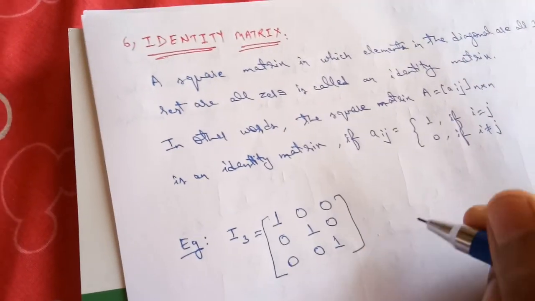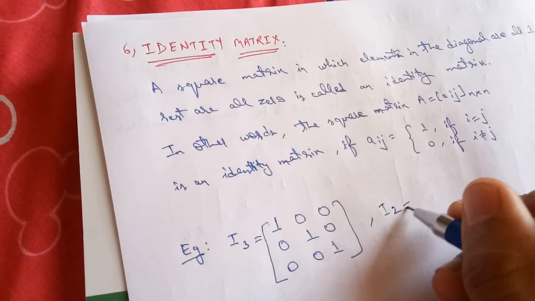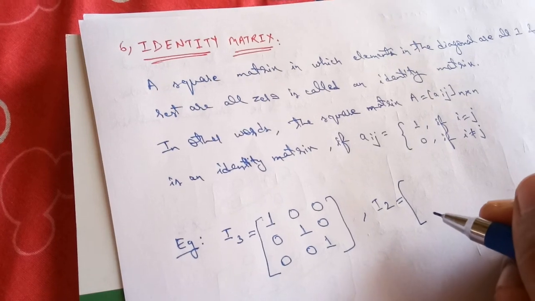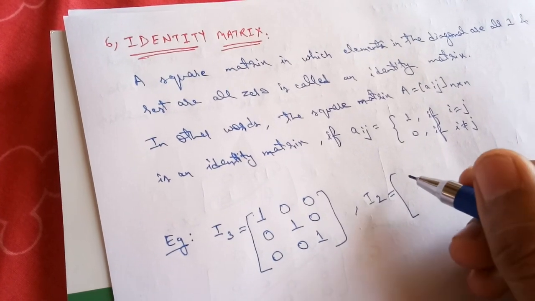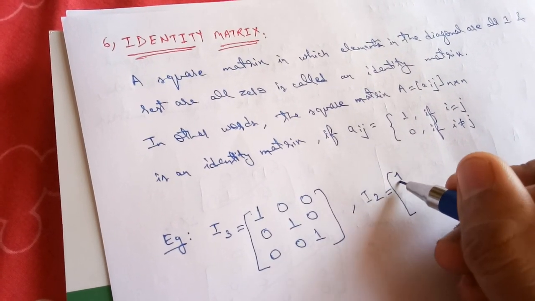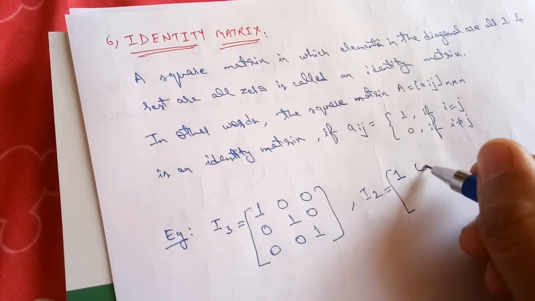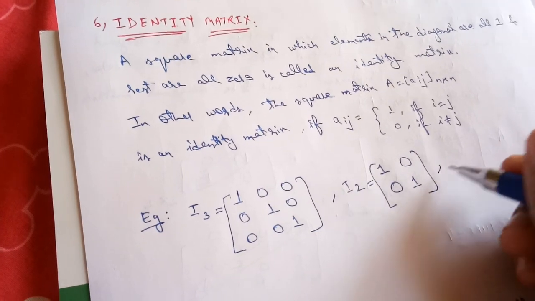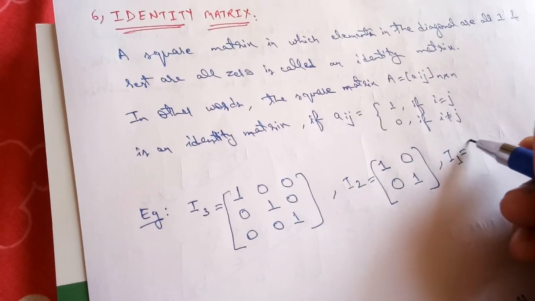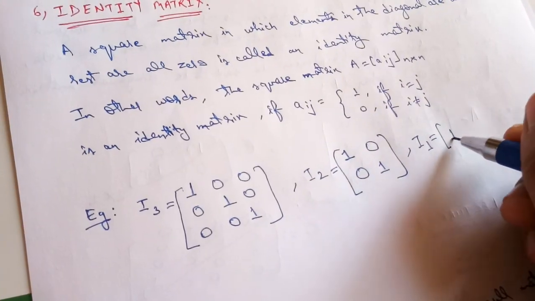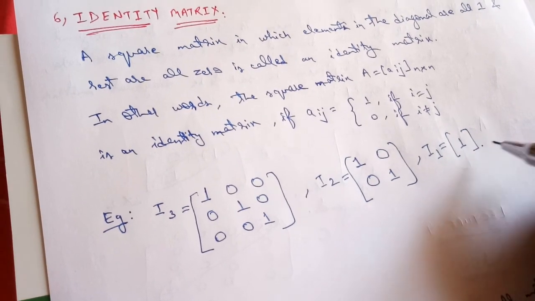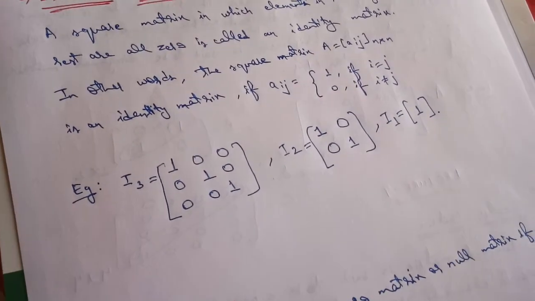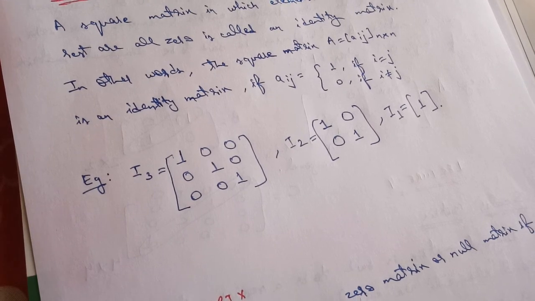Similarly we can write I2. I2 means it is of order 2 cross 2, 2 rows and 2 columns, and we know that the diagonal elements must be equal to 1. So 1, 0, 0, 1. Right. I1, that means 1 row and 1 column only, so it will be denoted as only 1. So in this manner you can make an identity matrix of any order.